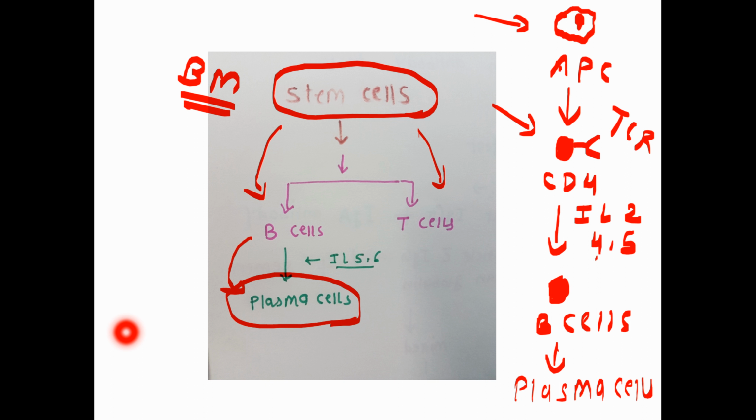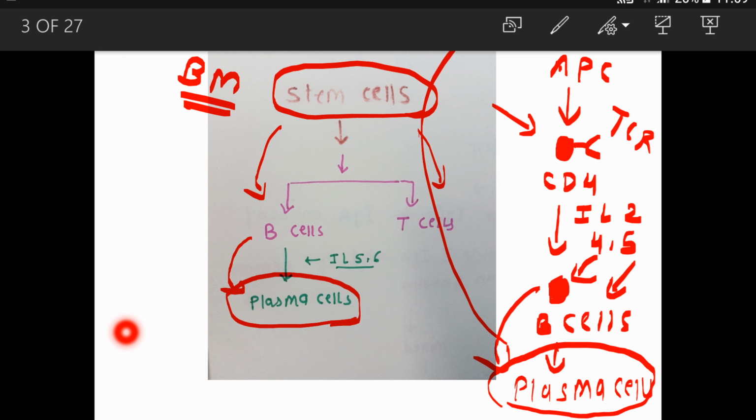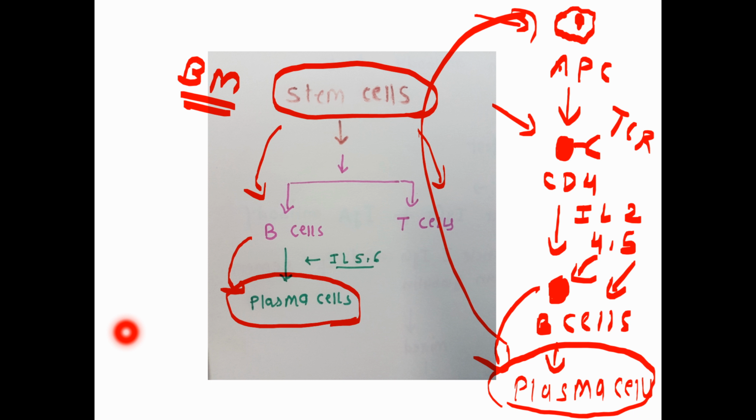Interleukin 4 helps to stimulate B cell production, and interleukin 5 helps to produce the plasma cells from the B cells, that is the maturation of the B cells. So interleukin 4 is for stimulation of B cells and interleukin 5 is for maturation of B cells into plasma cells. After maturation, plasma cells synthesize particular antibodies against the particular antigen presented by APC to the CD4 cells. In this way the plasma cells are formed after antigenic stimulation.